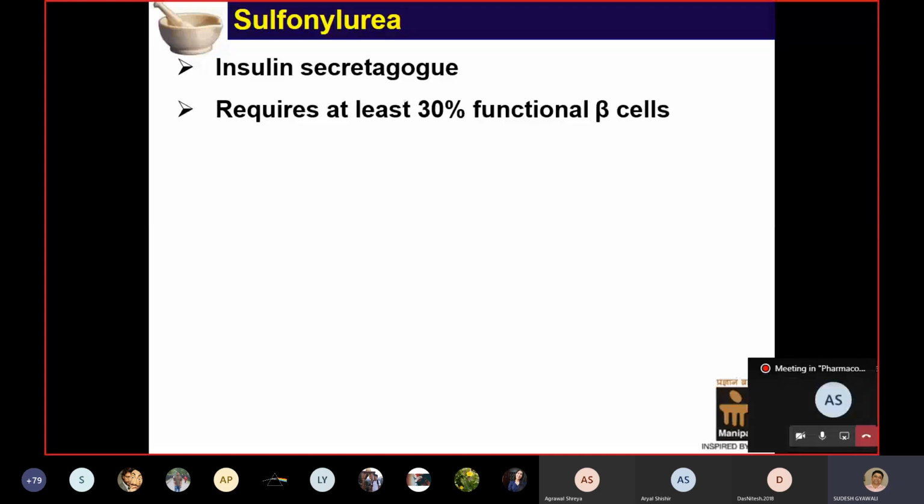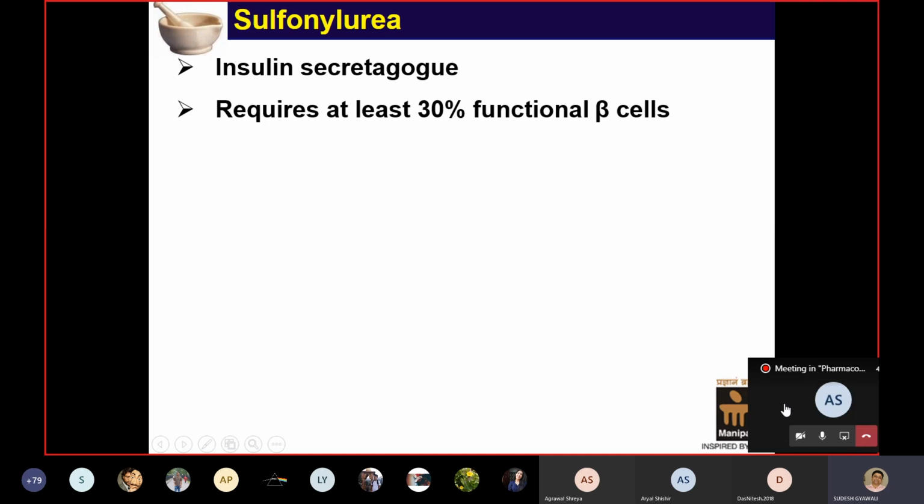Sulfonylurea is an insulin secretagogue, that is, it facilitates insulin secretion. And for its action, it requires at least 30% functional beta cells. So what does it require? The 30% functional beta cells, okay.